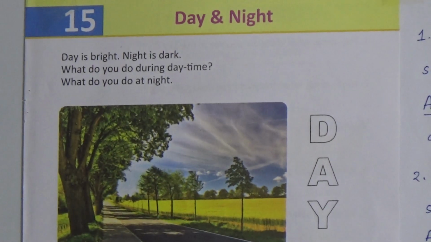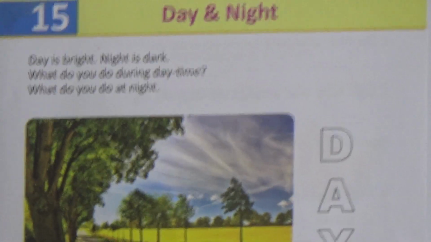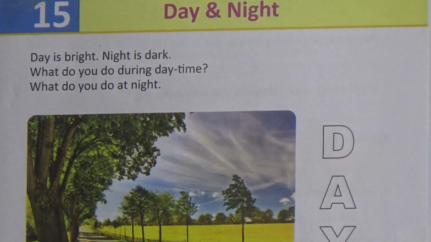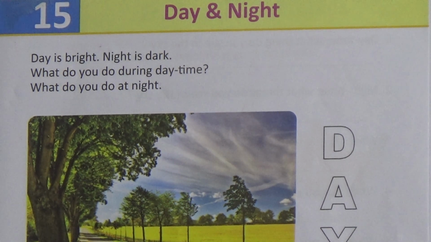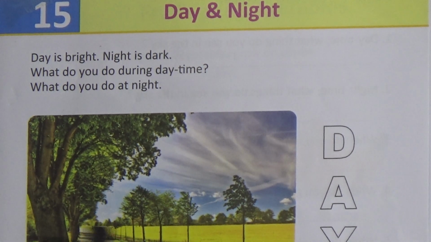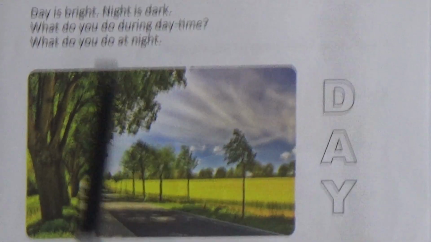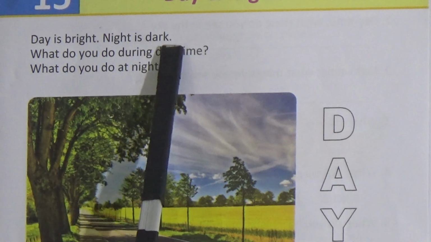Students, look at here, this is our chapter 15 and the name of this chapter is Day and Night. This is page number 37 of your science book. Look at here, here are two pictures. The first picture is daytime, and this is the night time. And look at here, what is written? Day is bright, night is dark.